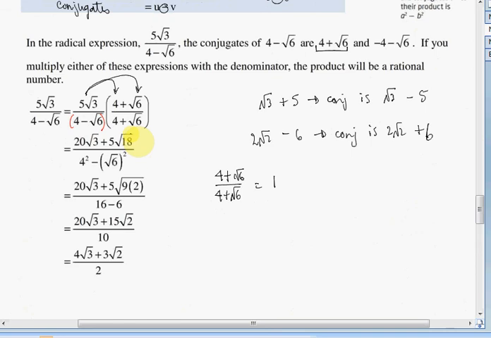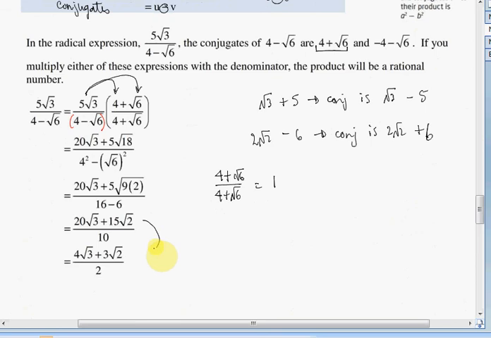Okay, so simplify what is in the numerator. 20 root 3 plus 5 root 18 becomes 20 root 3 plus 5 square root of 9 times 2, which simplifies to 20 root 3 plus 15 root 2. And when we simplify our denominator, 4 squared is 16. Root 6 times root 6 is 6. 16 minus 6 is 10.